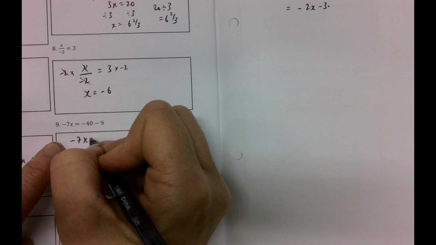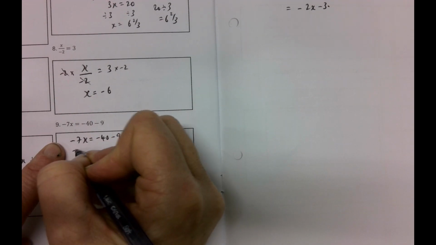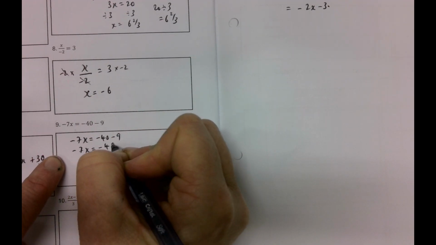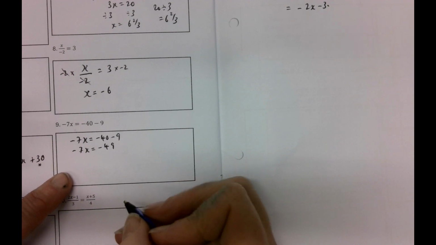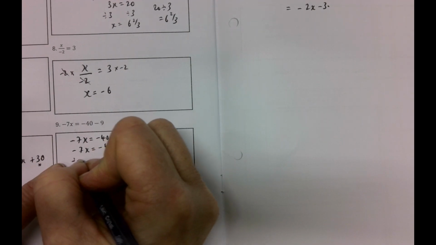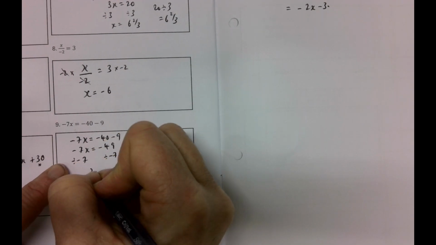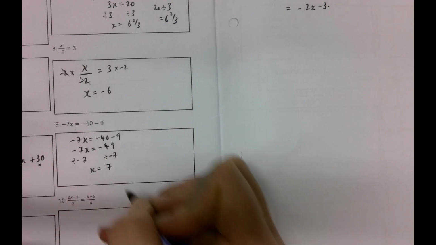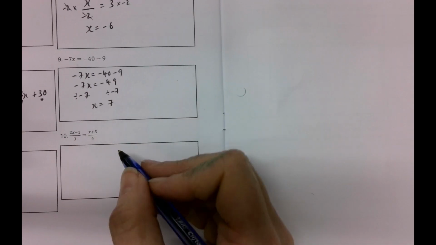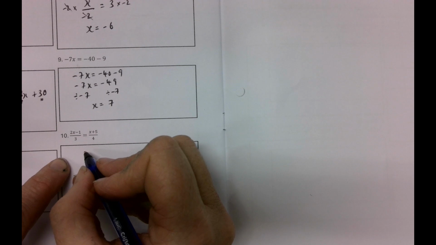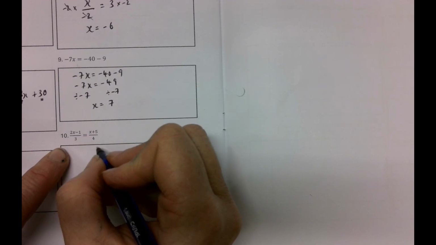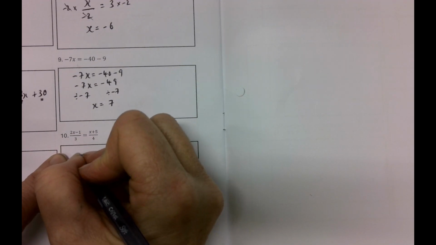Minus 7x is equal to minus 40 minus 9. So minus 7x is equal to minus 49. They can be added together because they're both the same kind of thing. Divide by minus 7. So x is equal to minus 49 divided by minus 7, which is plus 7. And finally, 2x minus 1 over 3 is equal to x plus 5 over 4.